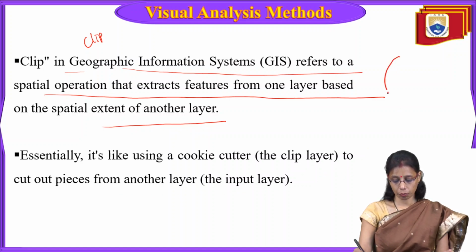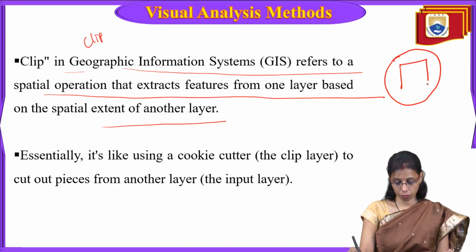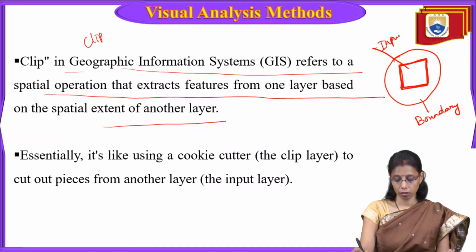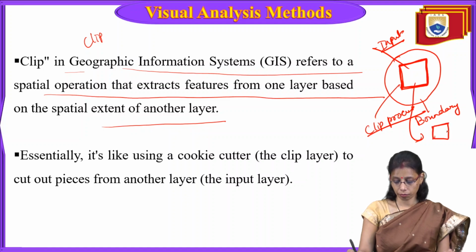So clip is like, suppose this is your boundary. From this boundary, if you want to remove this part, we are going to select this area and put this as an input, and we run the clip process. Once you run the clip process, what will be the output? Your final output you will get like this.